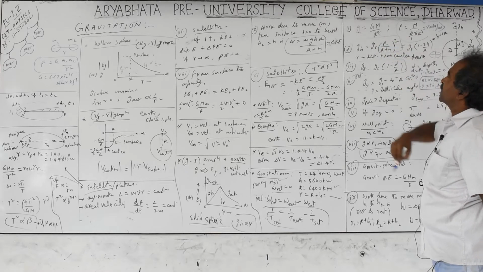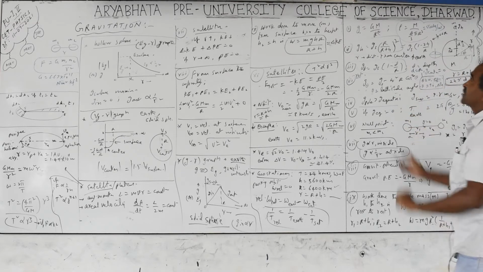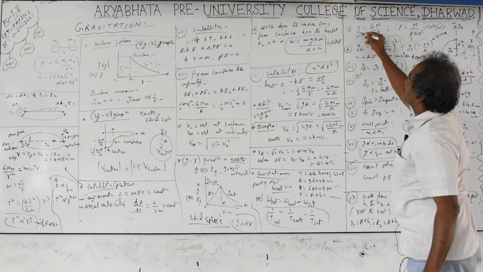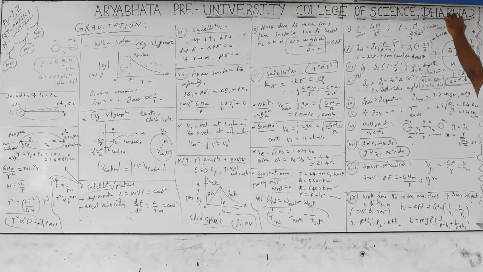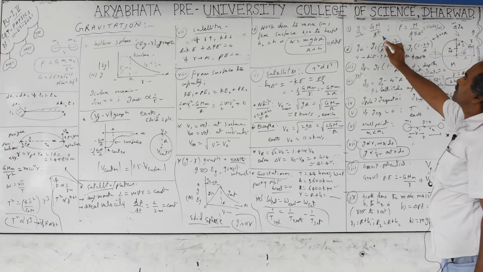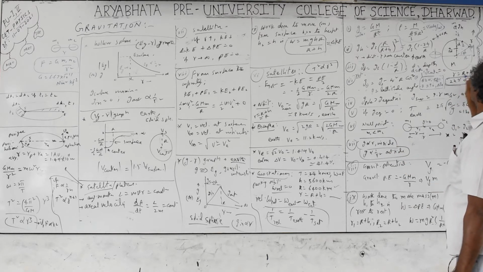Using this formula, g is inversely proportional to r square, but that is on the earth's surface. If you are going to some height h from the earth's surface, then you need to consider the distances from the center only. The distance from the center is the radius R plus h. Wherever capital R is there, replace it with small r, where small r equals R plus h.